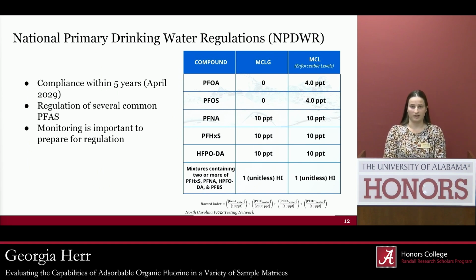Recently, new drinking water regulations for PFAS were released in the United States, and these are going to become enforceable in 5 years in 2029. This graphic summarizes these regulations. It shows a variety of common PFAS and their maximum contaminant levels that will be allowed in drinking water. So it's very important for water systems across the country to be monitoring their systems for PFAS contamination during this time in order to be prepared to be compliant with these regulations in the next 5 years.